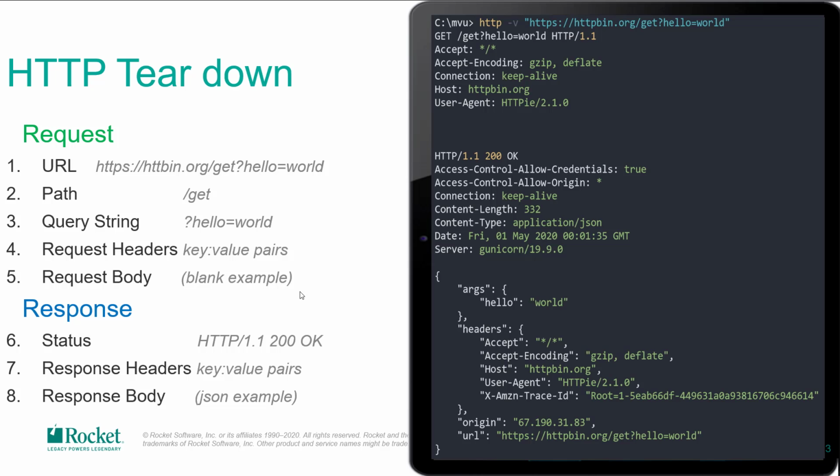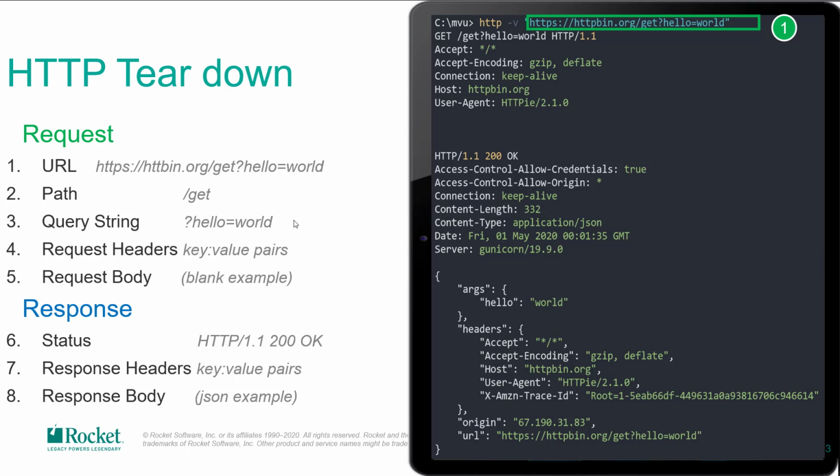Let's do a teardown of an HTTP request now that we've seen a few of them in action. So this is a relatively simple request. Using the HTTPI command line utility that we saw earlier, we made a request to httpbin.org's get endpoint, passing it a hello equals world query string. This is the result that we got back. Let's break this down to see what was happening behind the scenes. So we made our request. That's the URL here that we issued.